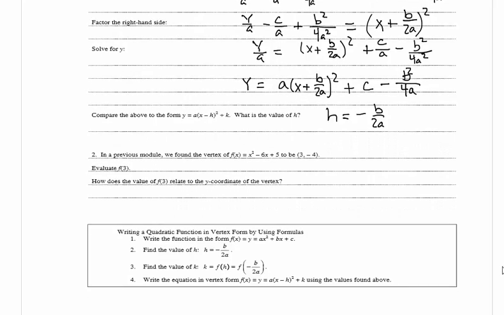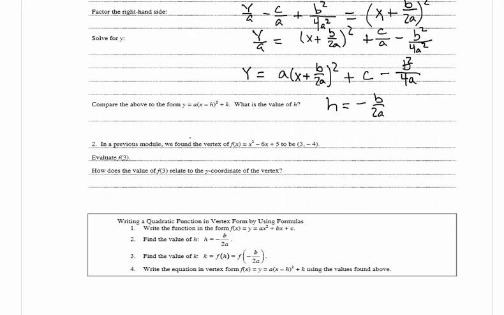And in problem 2, it says, in a previous module, we found that the vertex of f of x is equal to x squared minus 6x plus 5 to be (3, negative 4). They want us to evaluate f of 3. So f of 3 is equal to 3 squared minus 6 times 3 plus 5, which is 9 minus 18 plus 5, and this is equal to negative 4.